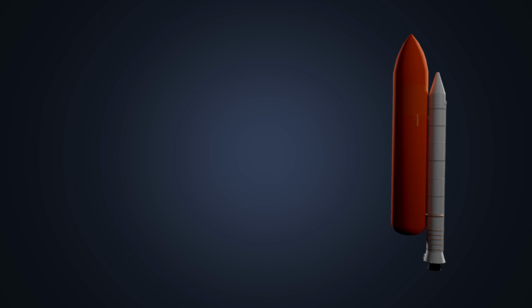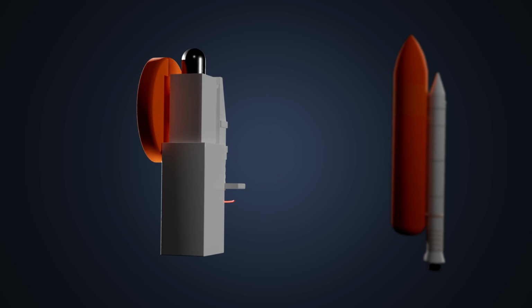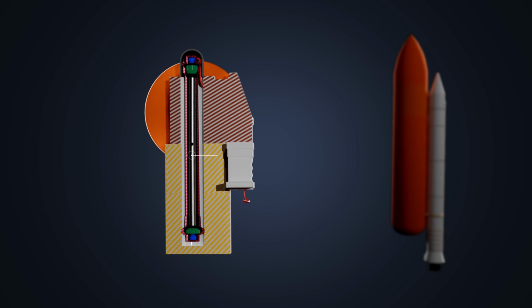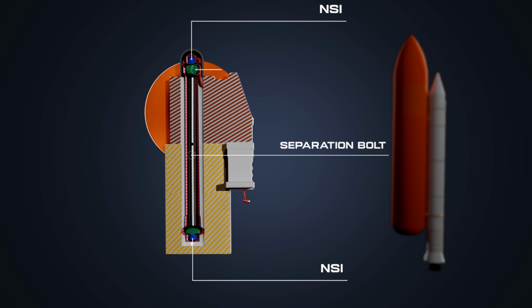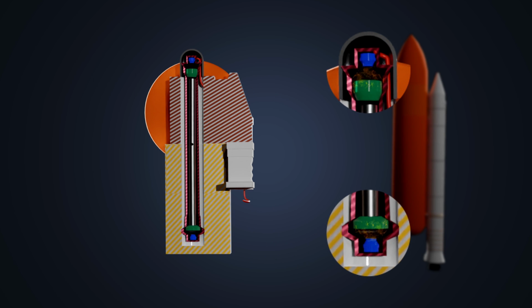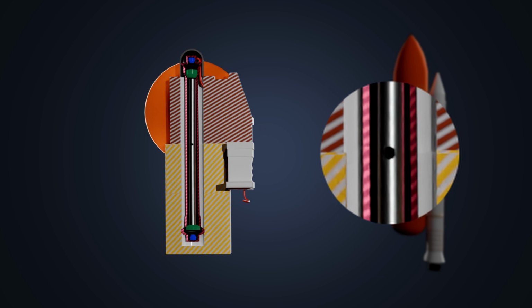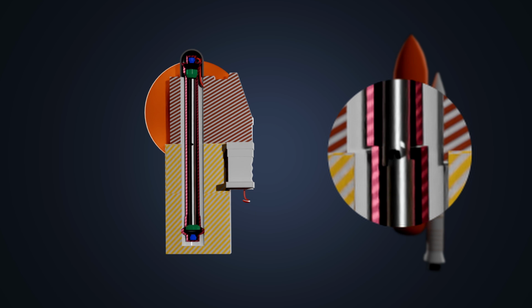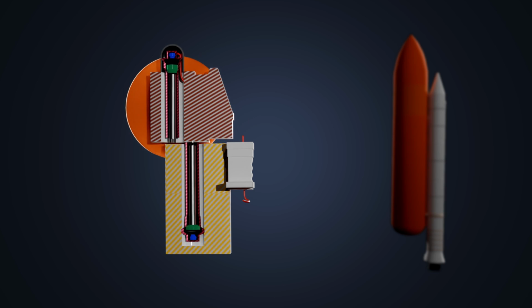The forward separation bolt looks like this. The top side is connected to external tank, whereas the bottom side is connected to SRB. It has a separation bolt in the middle, two NSIs on each end, and a primary and secondary piston at top and bottom. When NSI is initiated, the pistons are pushed against the bolt. Due to stress, the bolt cracks in the middle. Then it gets separated into two halves.